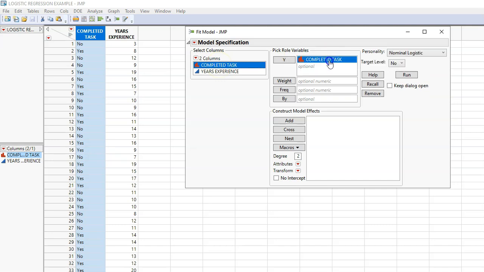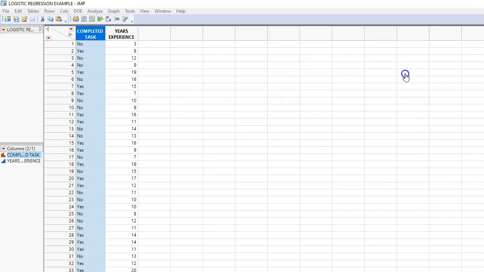and choose, of course, completed task is a logic, has 2 groups, yes or no. Target is, we want to see those who complete the task, right? And years of experience. Okay, click run.